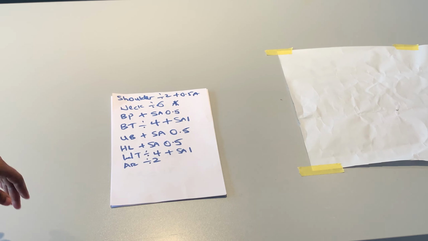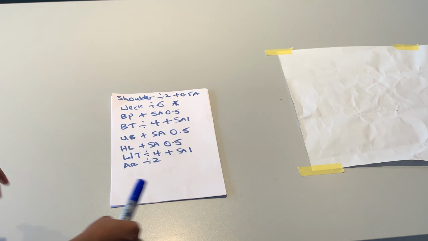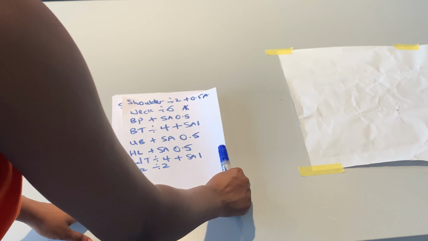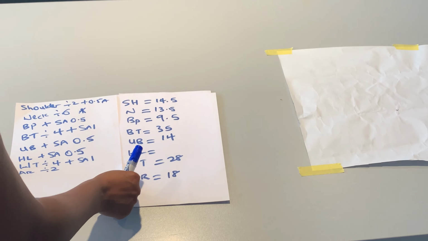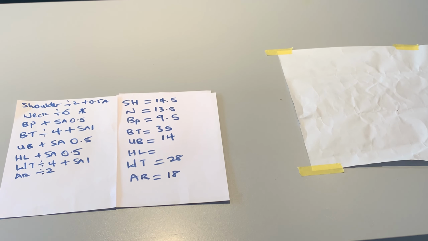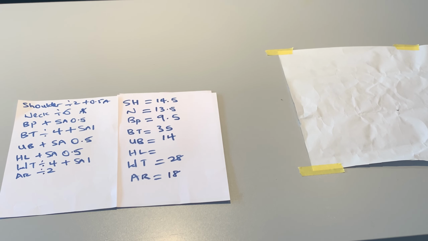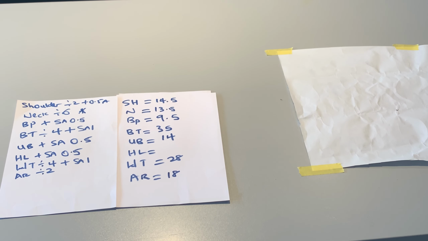I hope you've taken note of all of them and you have listed out your client's measurements the same way I have done. So right now, see what I'm doing. This is the shoulder measurement. My client's shoulder measurement is 14.5. I divide it by 2, add my allowance of 0.5 inch, and I'll get my result.